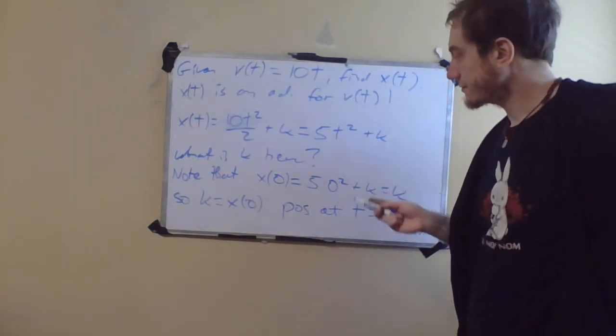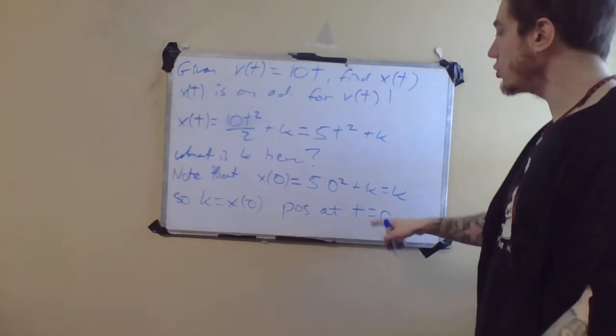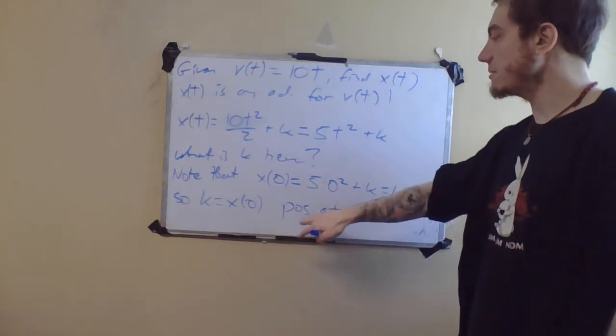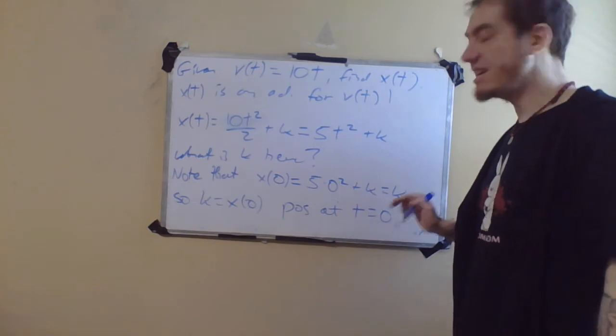So what is going on here? Well, this constant is what we call an initial condition, because what it's telling me is the position when t is equal to 0.